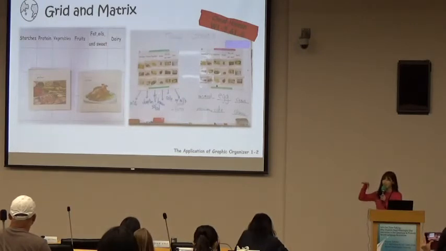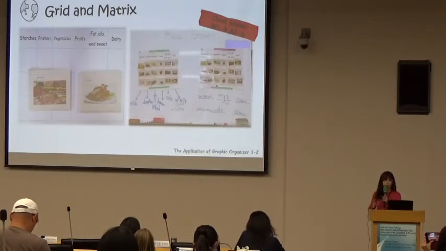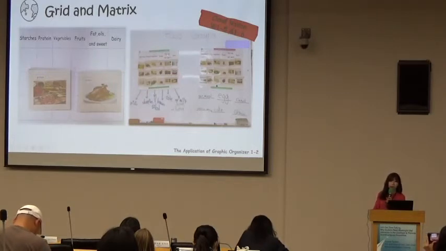But actually it's not, because you have to depend on what ingredients are inside. And some students write something like cake. It's good for fats and oils and sweets. So we use this grid and matrix in this class lesson, in this unit.